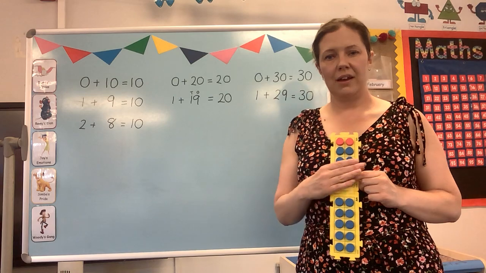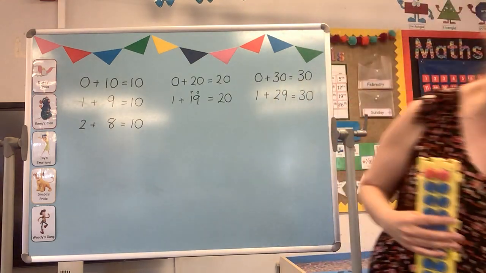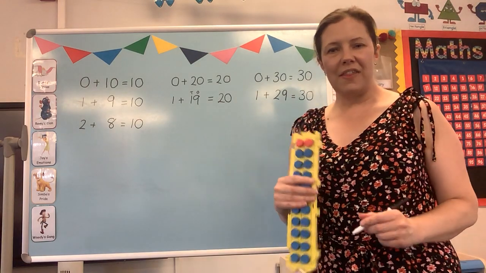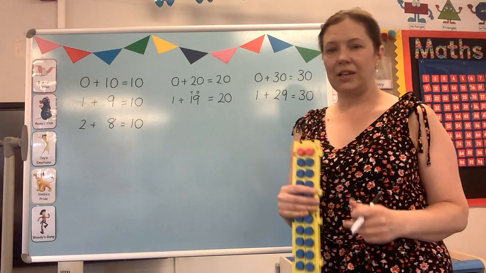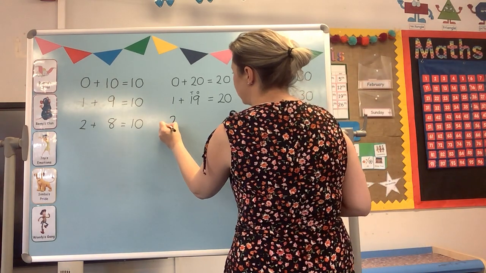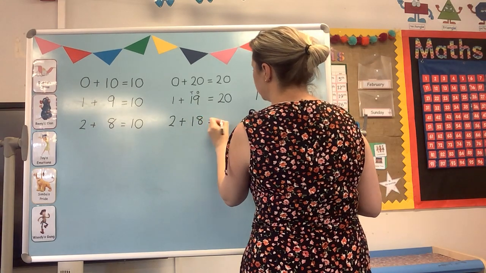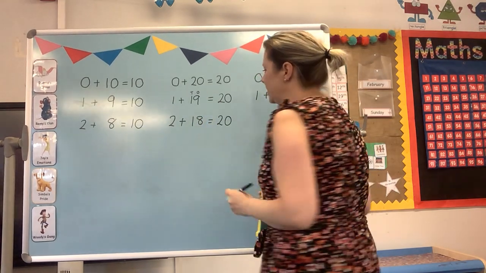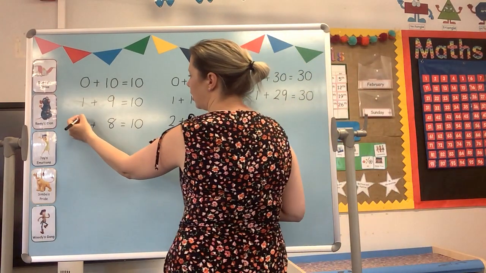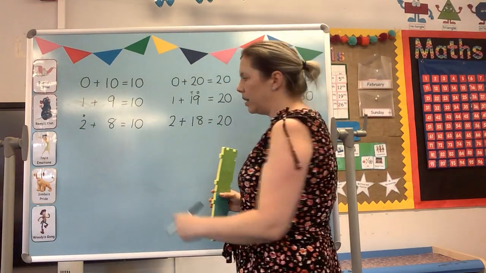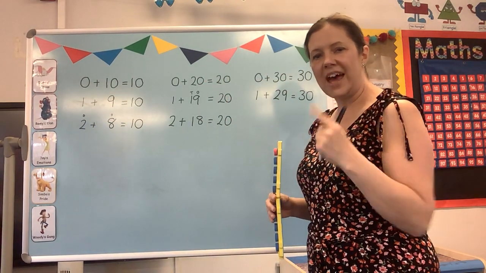So 10 and 8, 10 add 8 ones. Using our place value, we should know straight away that that is 18, isn't it? So 2 add 18 equals 20. So let's write that down on here. Add 18 equals 20. Okay, so I'll show you that pattern again here, look. So you've got 2 ones and you've got 8 ones, and altogether that makes 10, doesn't it?